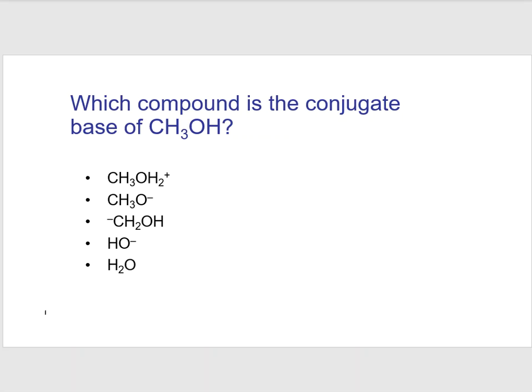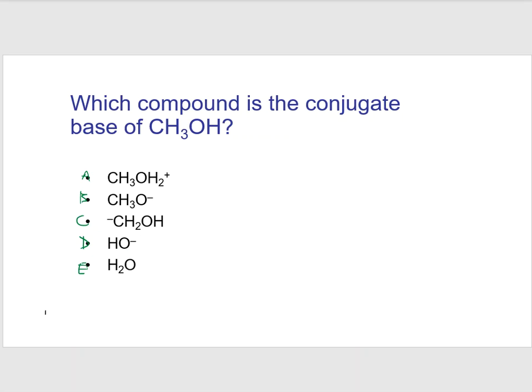So here's a question that you might see in a text, or on an online assignment, or on a test that's given in the class throughout the semester. Hint, hint, hint. It says, which compound is the conjugate base of CH3OH? They give me a couple of choices here. This really should be an A, B, C, D, and E. That's what this is after. So which compound is the conjugate base of CH3OH?